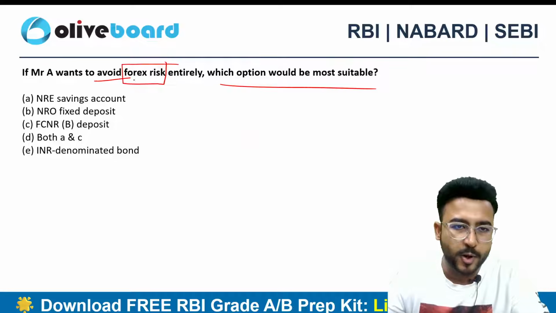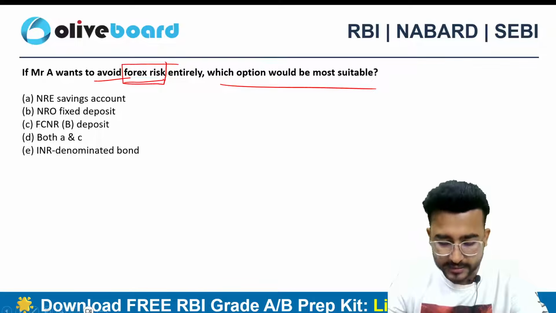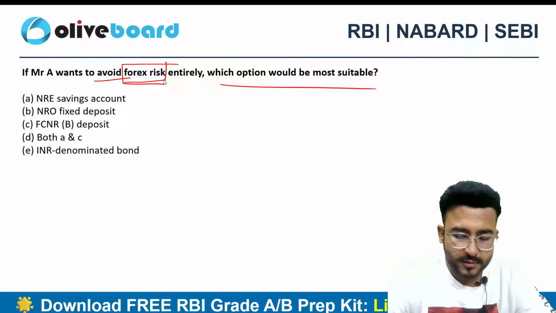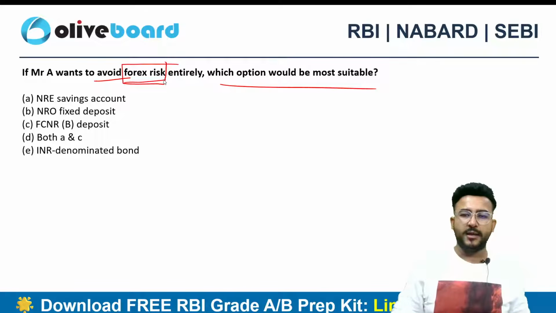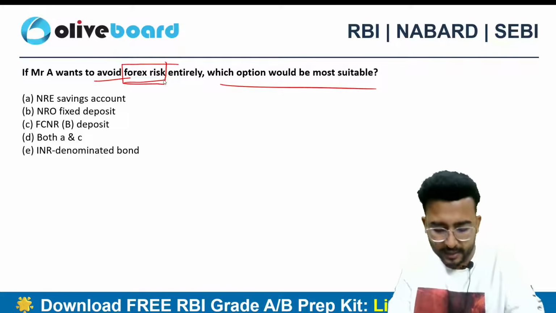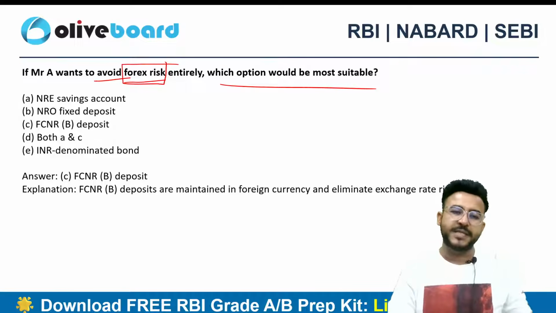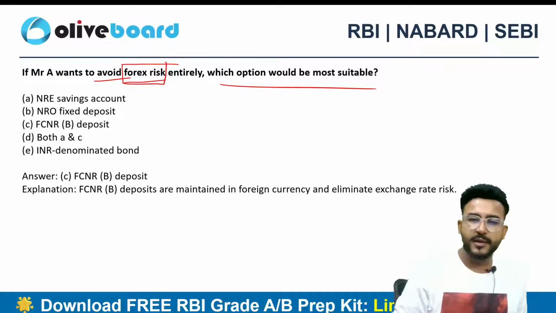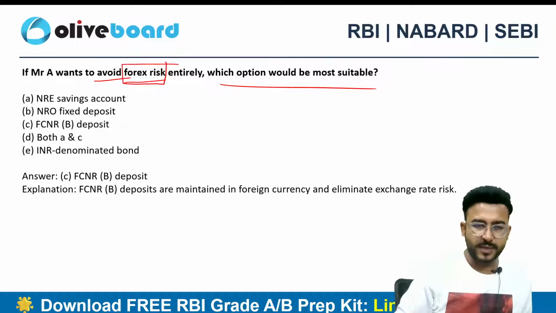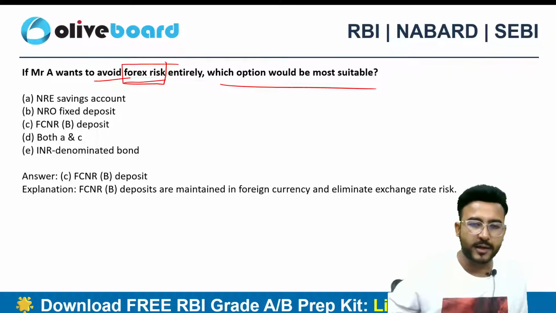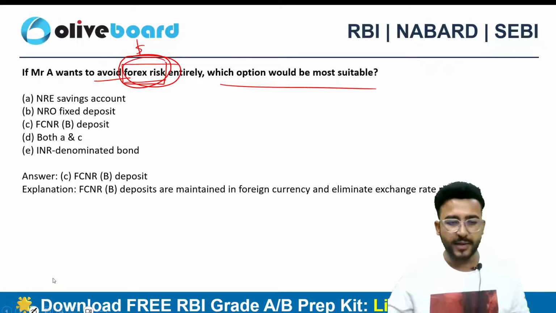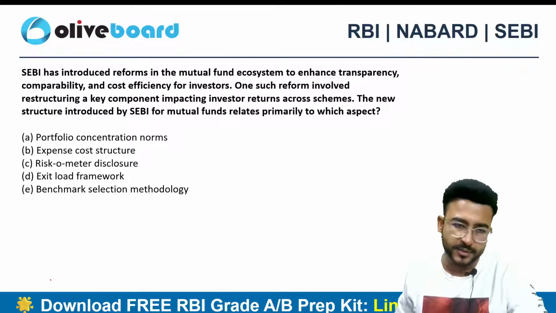Here, what will be the option for Mr. A? He doesn't want to take any kind of forex related risk, and yesterday we discussed the account which will help you keep the money in the foreign currency itself, right? The correct answer here will be, guys, FCNRB deposit. Why? Because if you want to deposit your money into an NRE account, then you need to convert that money into Indian rupees, but in FCNRB you can continue to hold foreign currency, US dollars. So the forex risk will be completely eliminated here if you store your money in an FCNRB deposit.